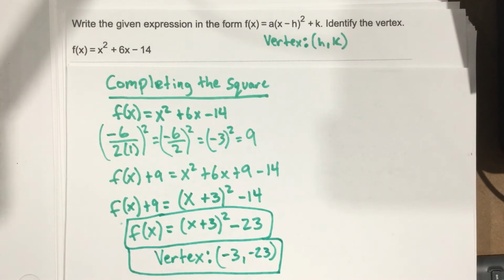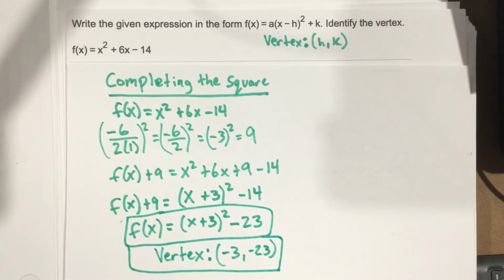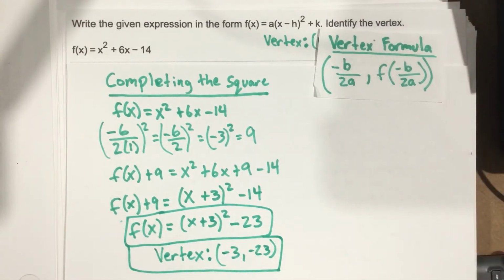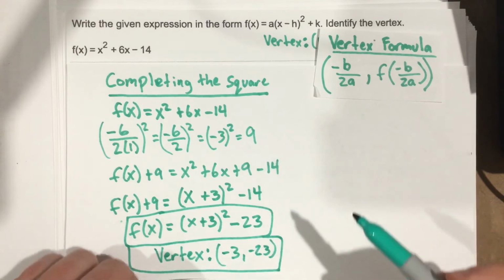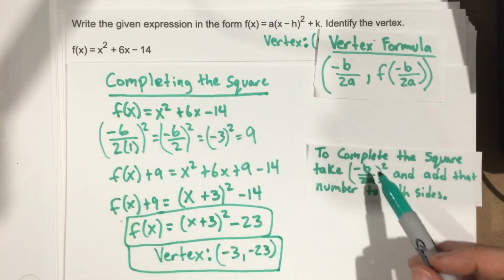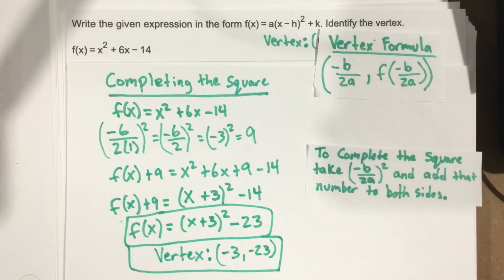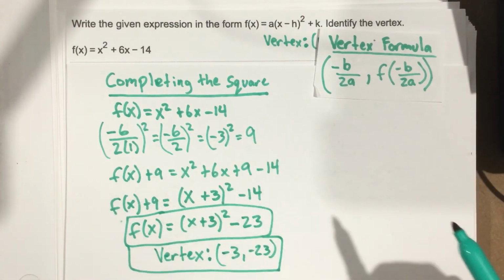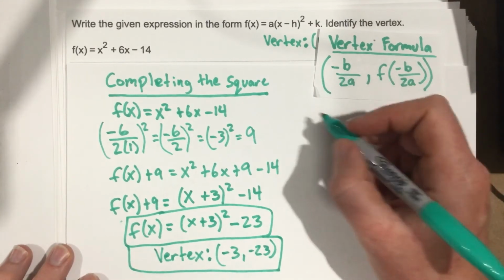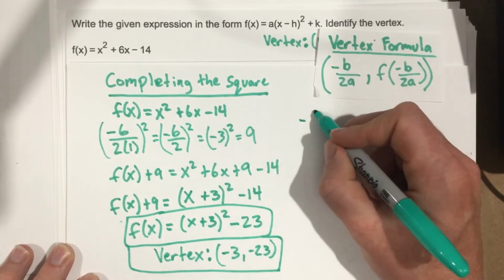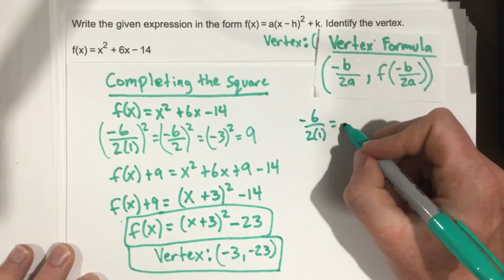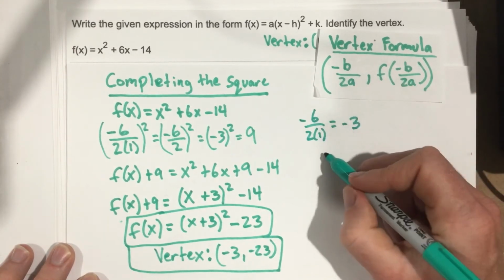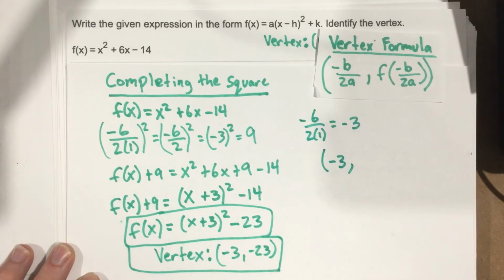The other way to solve the problem is to use what's called the vertex formula. You need to be pretty competent in this as well. Notice the vertex formula is similar to what we just used for completing the square: negative b over 2a is the first thing we do to start this. So negative b, which is negative 6, over 2 times a. Negative 6 over 2 is negative 3. So the x-coordinate for our vertex is negative 3.